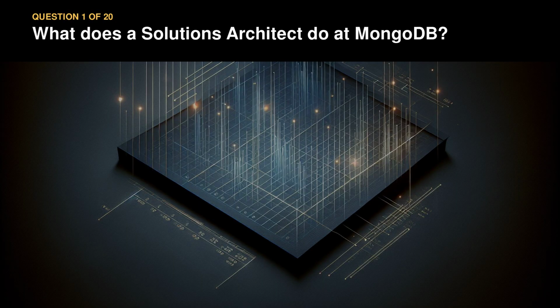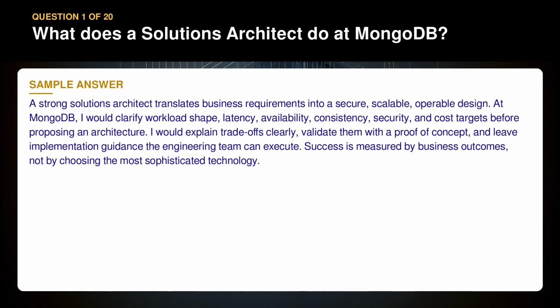Question 1. What does a solutions architect do at MongoDB? A strong solutions architect translates business requirements into a secure, scalable, operable design. At MongoDB, I would clarify workload shape, latency, availability, consistency, security, and cost targets before proposing an architecture. I would explain trade-offs clearly, validate them with a proof of concept, and leave implementation guidance the engineering team can execute. Success is measured by business outcomes, not by choosing the most sophisticated technology.